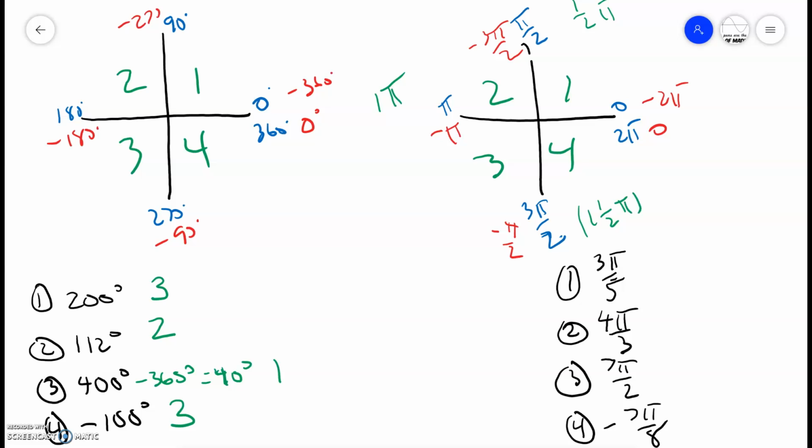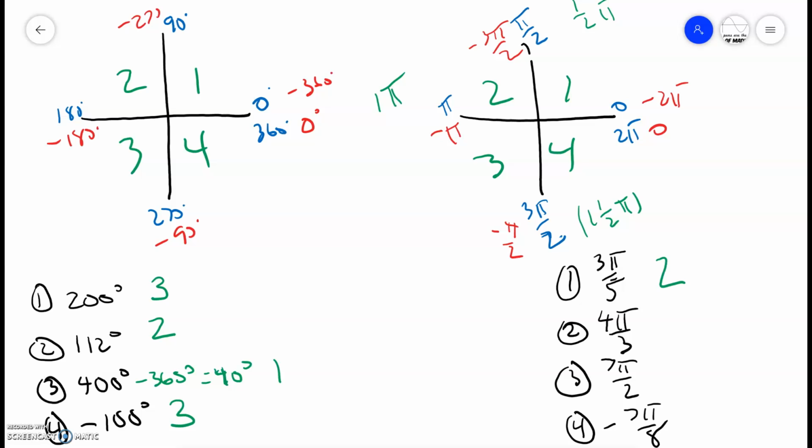So when you're thinking of things, is it between 0 and 1/2 pi, between 1/2 pi and 1, and so on. So 3/5, well, 3/5 is definitely less than 1. The only question is, is it more than half or less than half? Well, it's more than half, so that would be in quadrant 2.